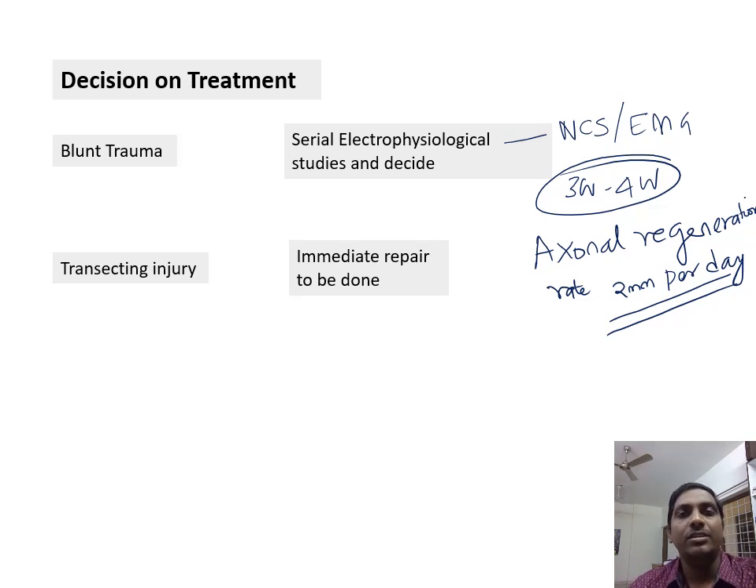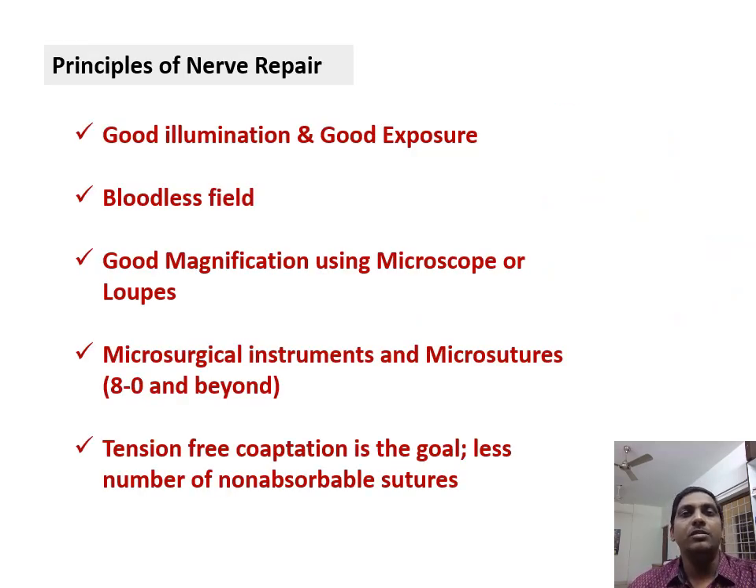In a transecting injury like a penetrating injury, immediate repair is mandatory, right? So what are the principles of nerve repair, like a surgical repair? We should have very good light and very good exposure. We need to make a wider or longer incision to identify both the proximal and the distal ends of the nerve, and it should be a bloodless field so that there is better delineation of the vital structures, and good magnification using a microscope or loupes.